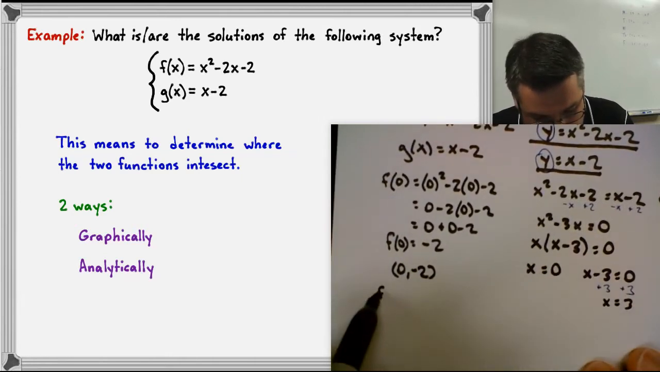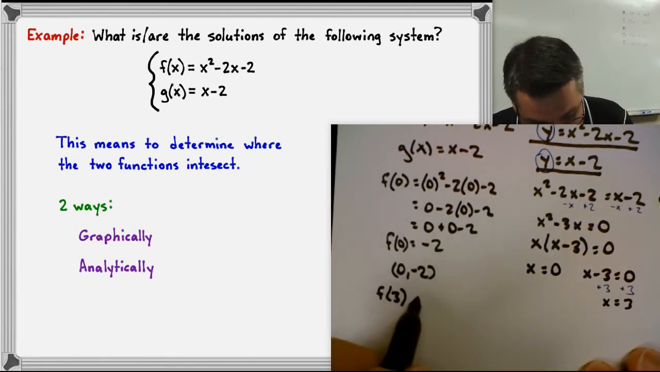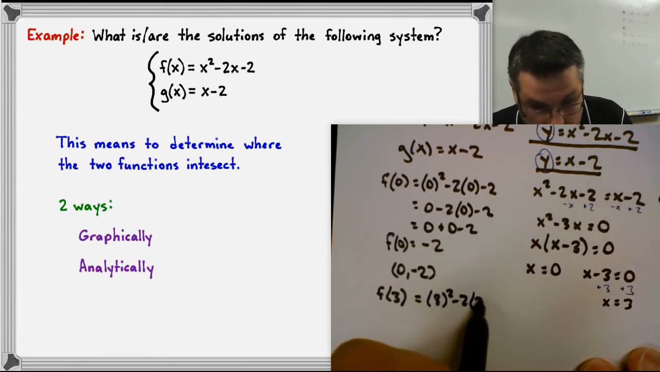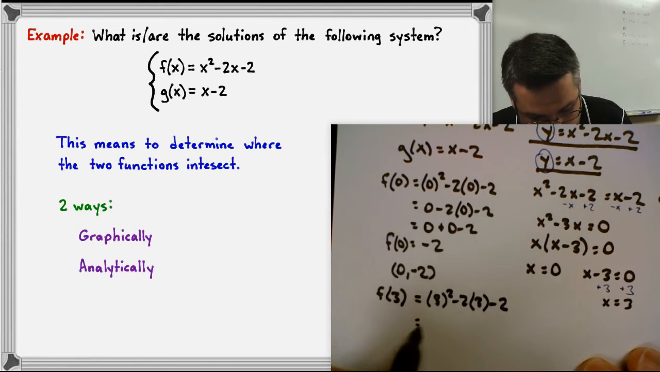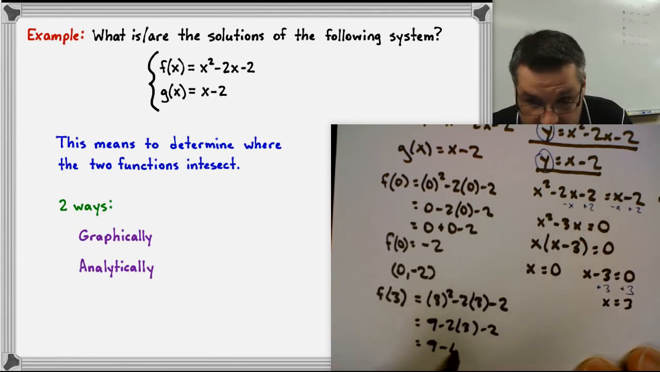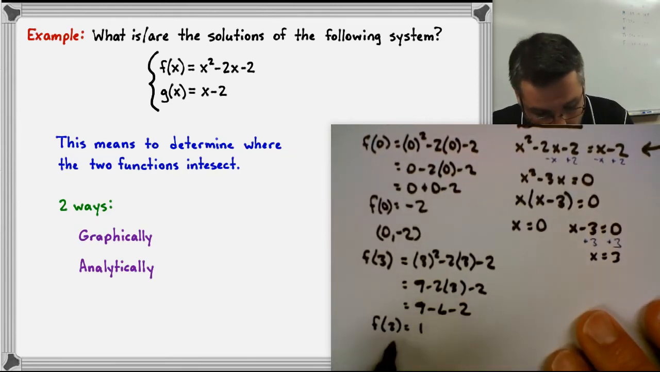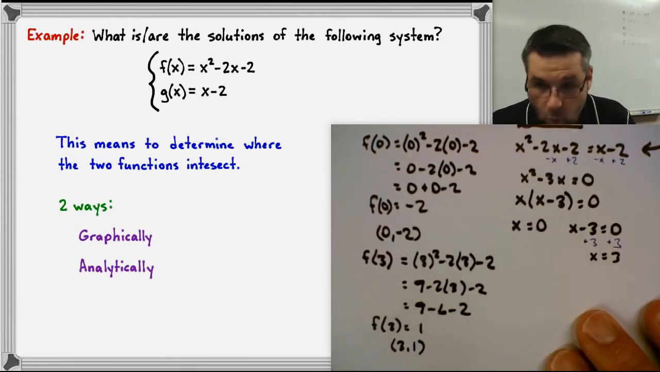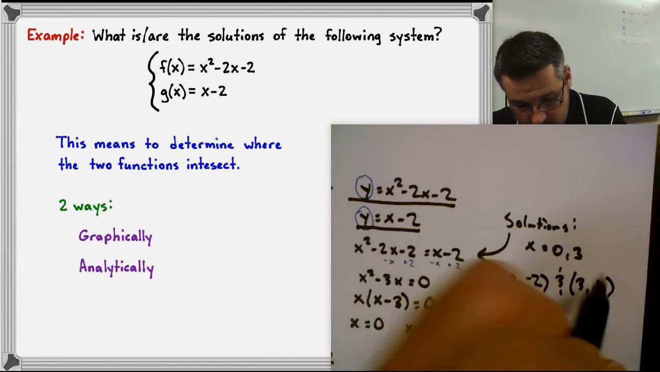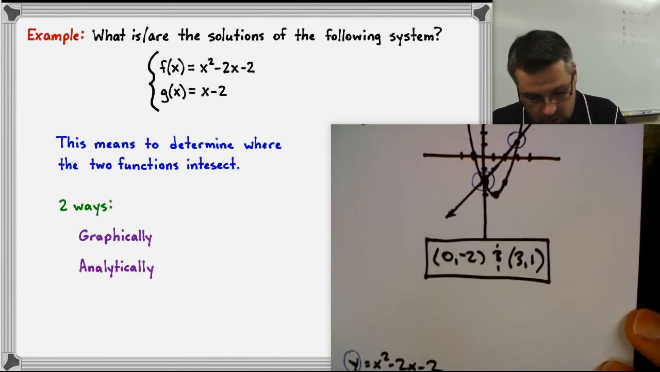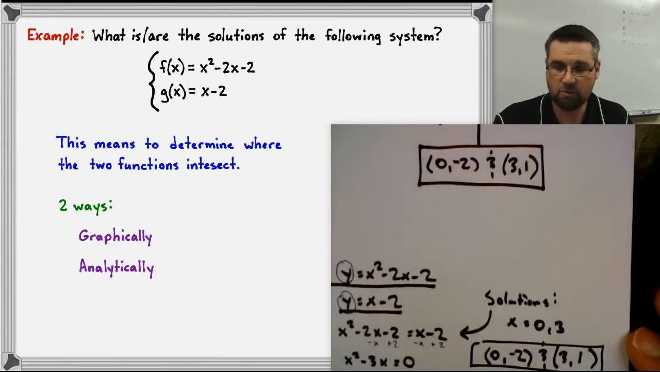So we'll plug in 3 to f. f of 3 is equal to 3 squared minus 2 times 3 minus 2. And so we end up with 9 minus 2 times 3 minus 2, which is 9 minus 6 minus 2, which is 1. So f of 3 is 1. And as a result, we can write the coordinate 3 comma 1. And that's exactly what we got when we solved this originally. So our solutions are (0, negative 2) and (3, 1).